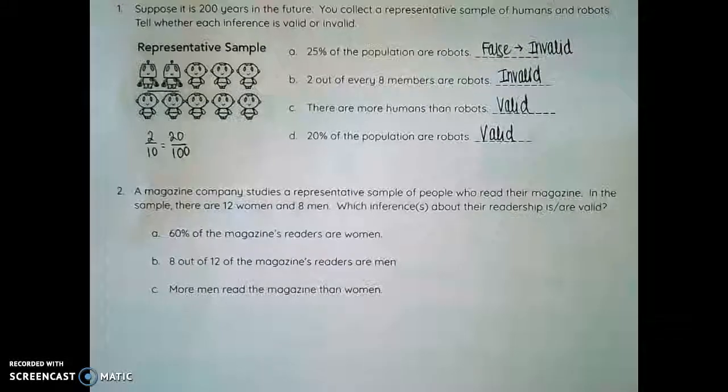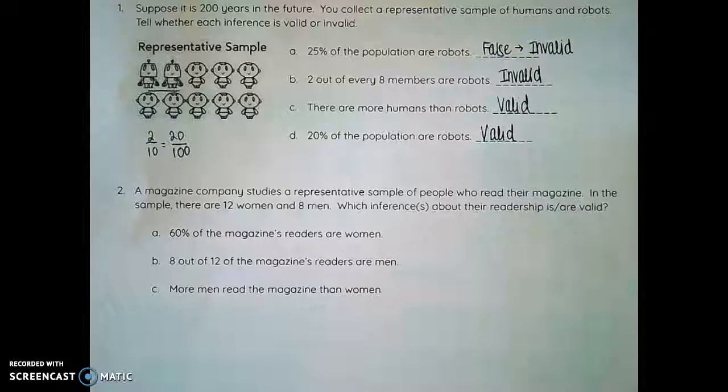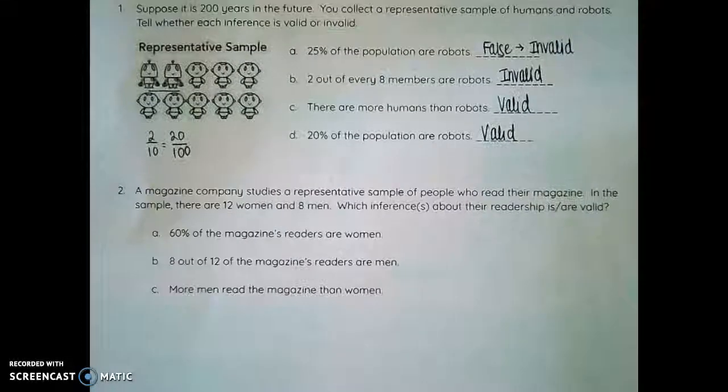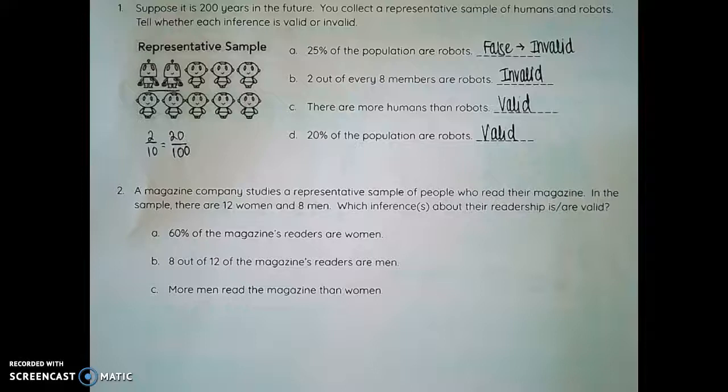Now our next example says a magazine company studies a representative sample of people who read their magazine. In the sample, there are 12 women and 8 men. Which inferences about the readership is or are valid? A, 60% of the magazine's readers are women. B, 8 out of 12 of the magazine's readers are men. C, more men read the magazine than women. So choose out of those 3 which are going to be valid inferences.